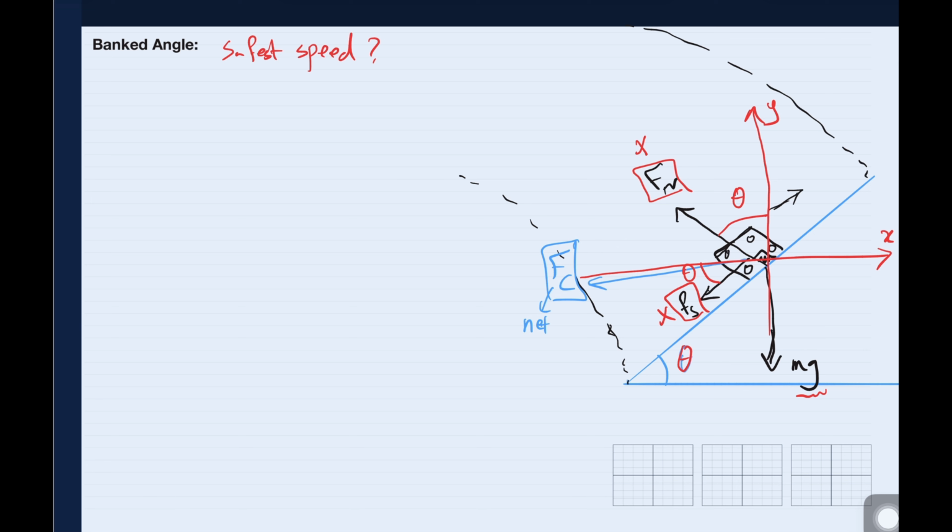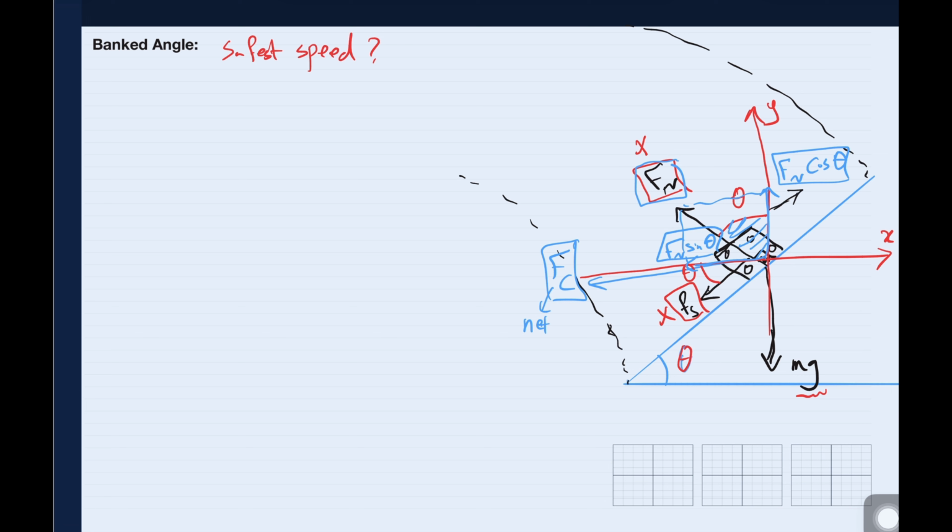If I want to break this down, I'll have Fn. I call this Fn cosine theta. Why? Because this is the length attached to this angle. And also I have Fn sine theta. So I'm using equivalent vectors to Fn, and I don't need the original force anymore, because I'm using these two equivalent vectors.